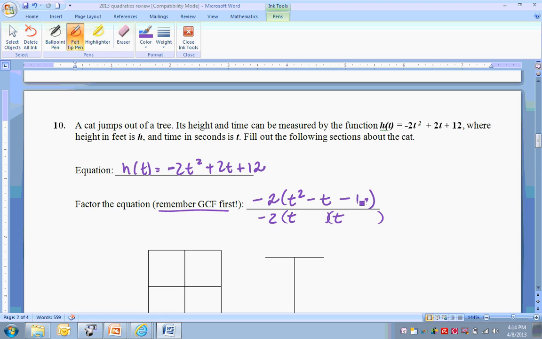And I need two numbers that multiply to -6, always multiply to the last number, and add to the middle term, or my middle coefficient, which is -1 in this case. And the two numbers that come to mind are 3 and 2. They have to have opposite signs because they multiply to a negative number, and they have to add to -1. So -3 is going to get the negative sign, and 2 is going to get the positive. Well, now my equation is completely factored.